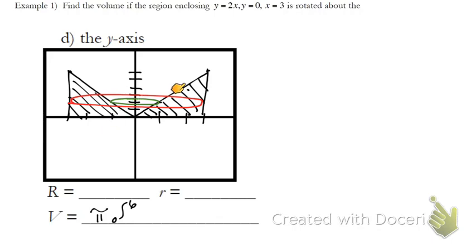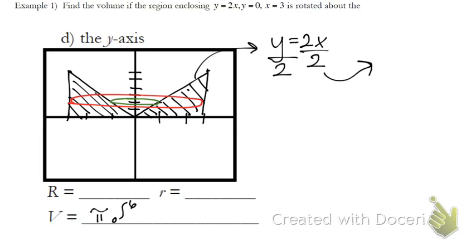Now, my function needs to be in terms of y. Currently, this equation is y equals 2x, which is in terms of x. I want to change that. So I want to isolate x and solve for x. To do that, I would divide both sides by 2. Therefore, x is equal to 1/2 y. So now I have an expression for this function in terms of y. x equals 1/2 y.